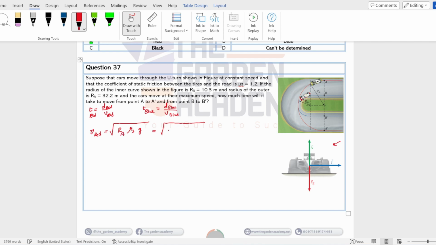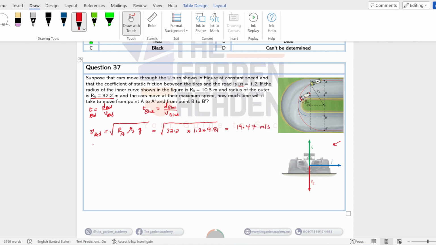What is this value? It's given as 32.2 meters here in the question. This is it. Right. Multiplied by the coefficient of static friction, which is equal to 1.2, multiplied by, now the value of g is 9.81. And the answer for this is 19.47 meters per second. Right.